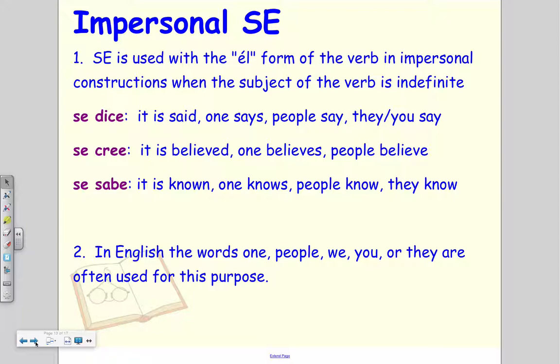A second use of se would be the impersonal se. With the impersonal se, the subject of the verb is indefinite, and in English would be translated as one, people, we, you, general, they. Look at some examples. Se dice, it is said, or one says, or people say, you say. Okay, this is generalizations. Se cree, it is believed, one believes, people believe. Se sabe, it is known, one knows, people know, they know.